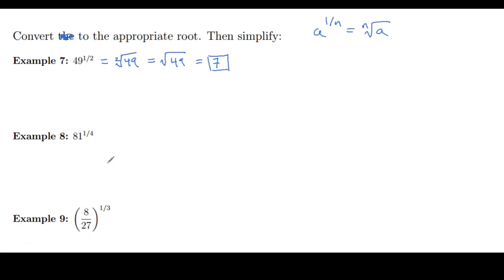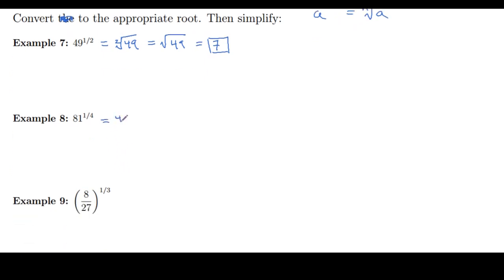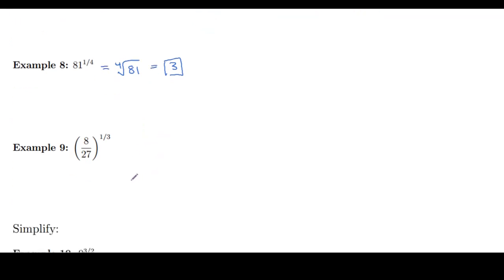81 to the 1/4 would be the 4th root of 81, and we actually figured that out in that previous problem, right? This is actually 3, since 3 to the 4th is 81. So 3 to the 4th is 3 squared squared. 3 squared is 9. 9 squared is 81. So that checks out. We already saw that.